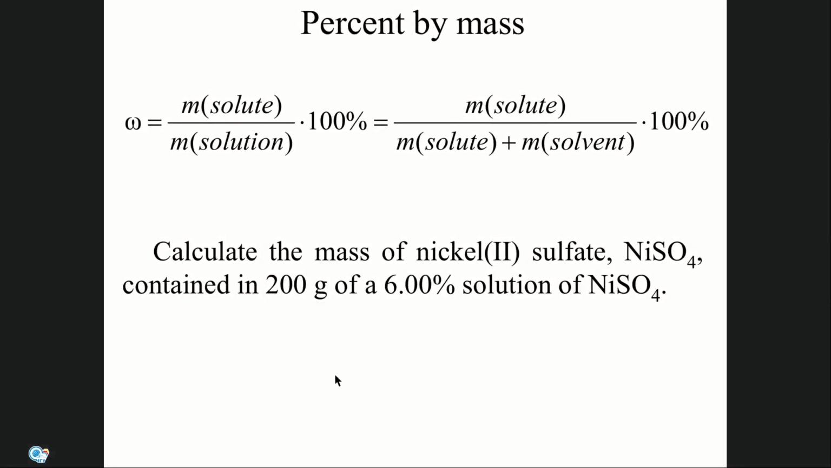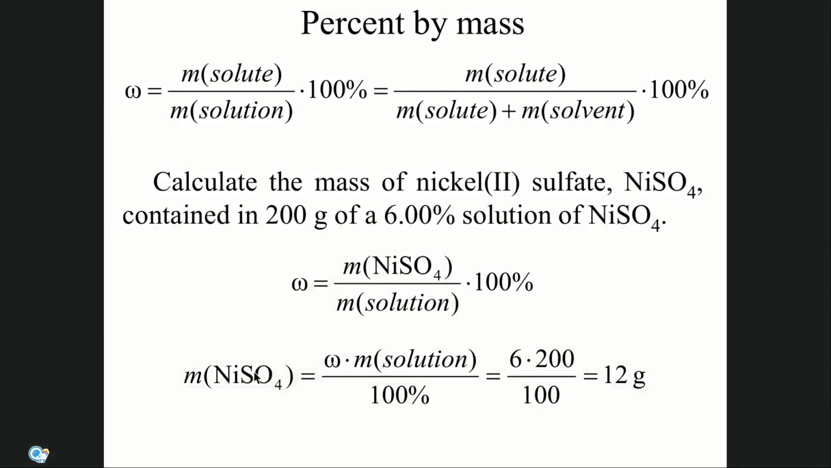Okay, let's try to use these formulas, and let's calculate the mass of nickel sulfate contained in 200 grams of a 6% solution of nickel sulfate. By using this formula, we can easily calculate the mass of nickel sulfate. 6 multiplied by 200 grams of solution, and divided by 100%, it's 12 grams of nickel sulfate.